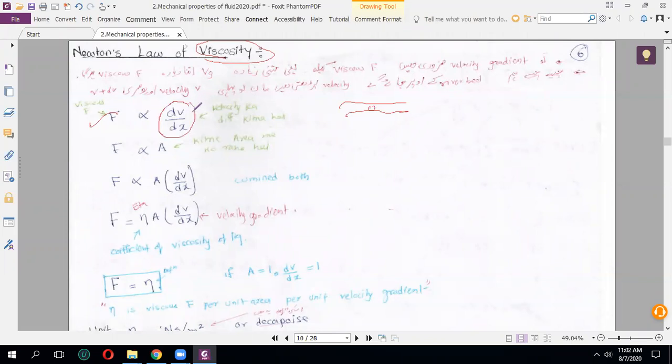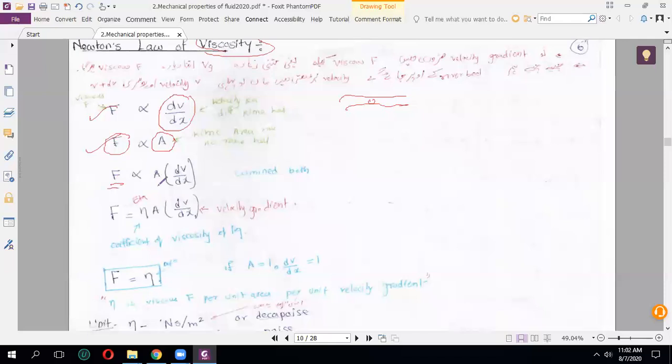That dv upon dx is what we call the velocity gradient. And Newton says the viscous force also depends upon the area of the fluid. कितने एरिया में फ्लूइड है और उस फ्लूइड पर कितना अपोजिंग फोर्स लग रहा है उसी लिक्विड की हर लेयर के बेस पर. Okay, so when we combine both parts, we get force is equal to area into dv upon dx.